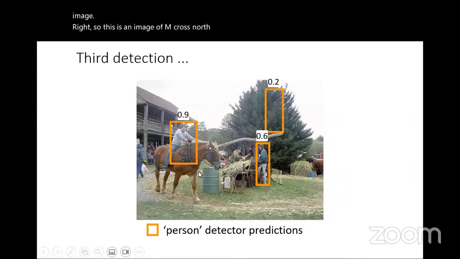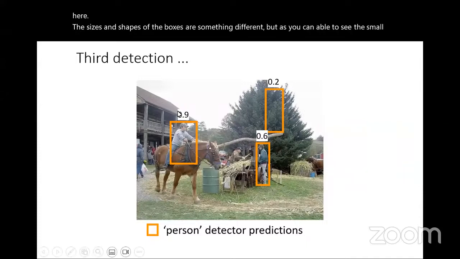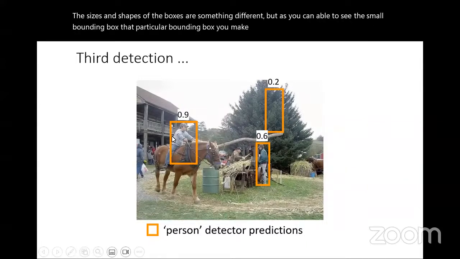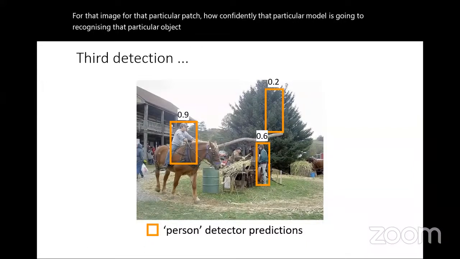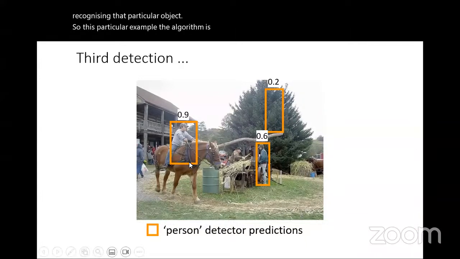The bounding boxes you are able to see here have different sizes and shapes. But as you can see, each small bounding box you may treat as a small patch of an image. For that particular patch, how confidently is the model recognizing that particular object? So in this example, the algorithm is talking about 90% confidence.